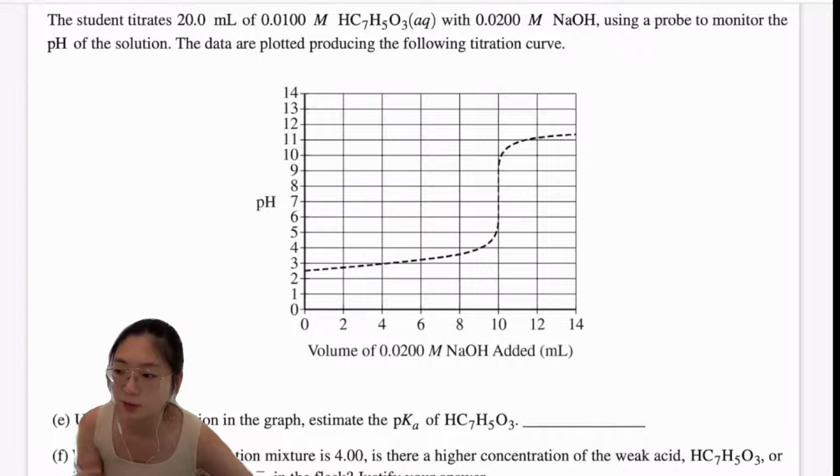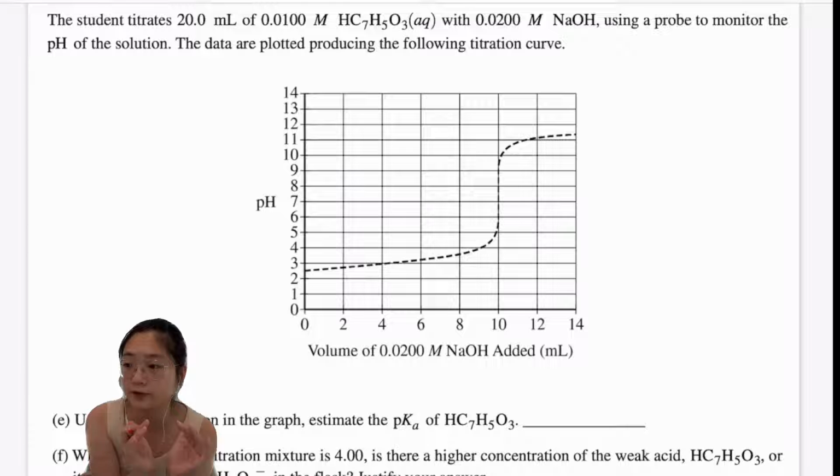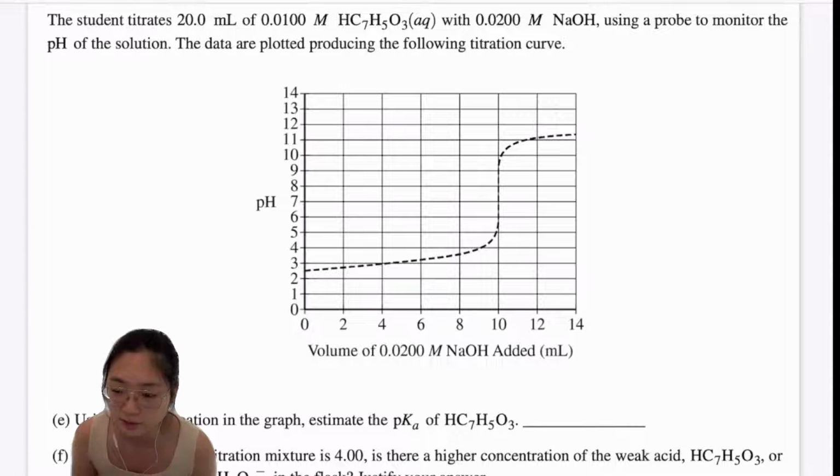Yes, the analyte is what we're studying. That's what we're titrating. So that's the solution of unknown concentration. Whatever the solution in the flask is the analyte.